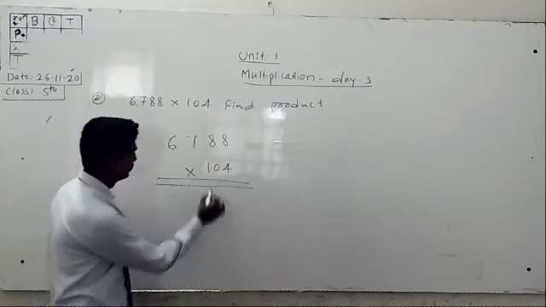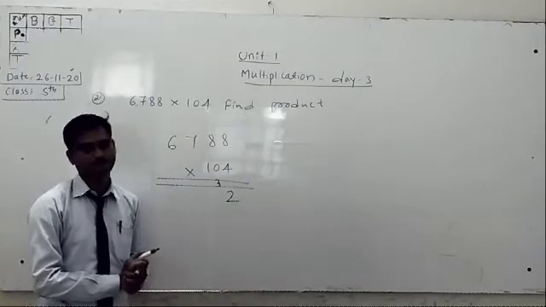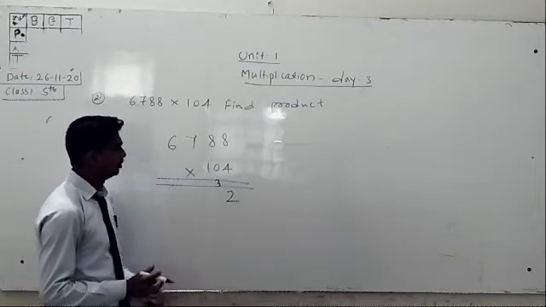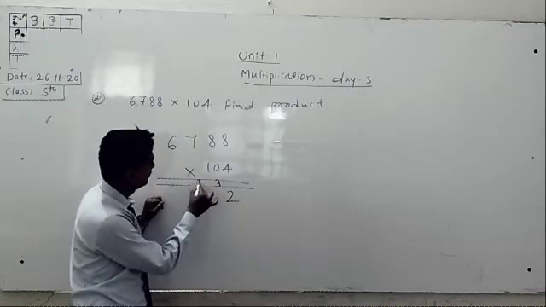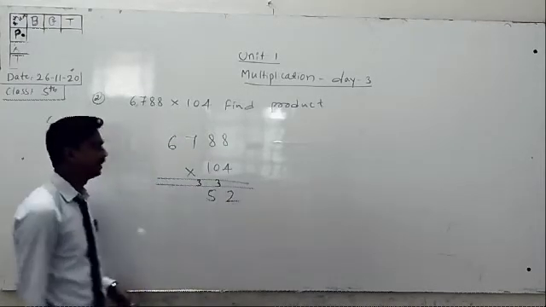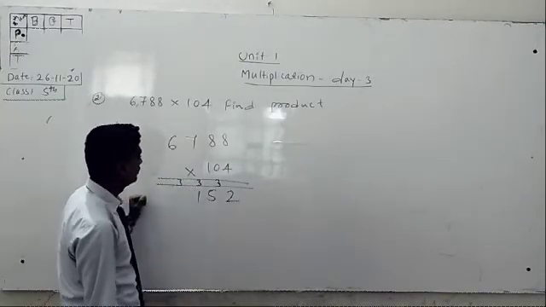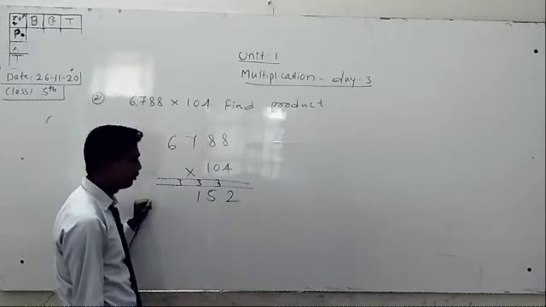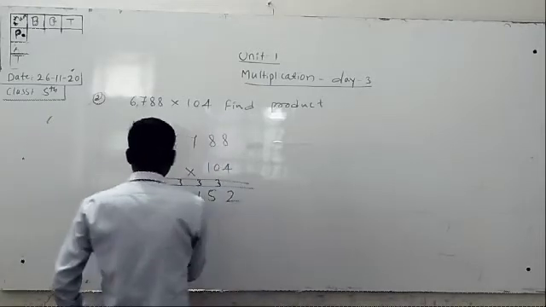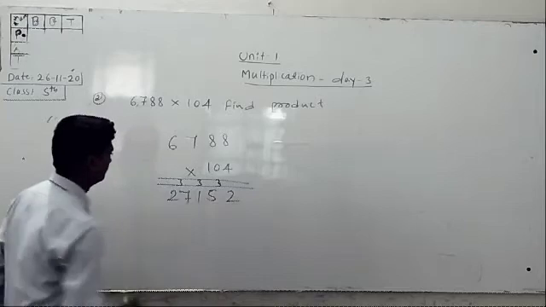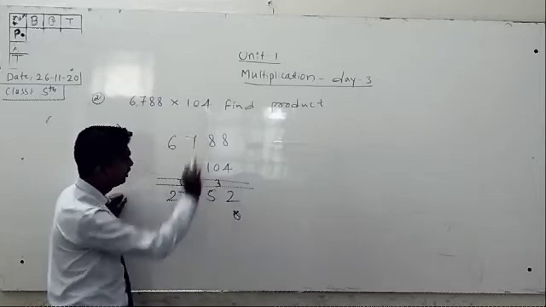4 8s are 32. 3 carry and 2. Because we don't know the 104 table, we take a single digit only. 4 8s are again 32, 32 plus 3 is 35, 3 carry and 5. 4 7s are 28 plus 3 is 31, again carry 3 and 1. 4 6s are 24, 24 plus 3 is 27. Then one number is completed, so leave one place, then go to the next number.